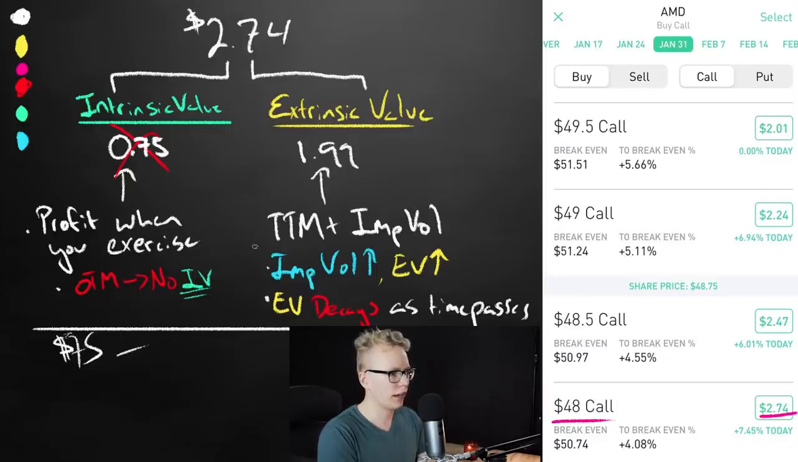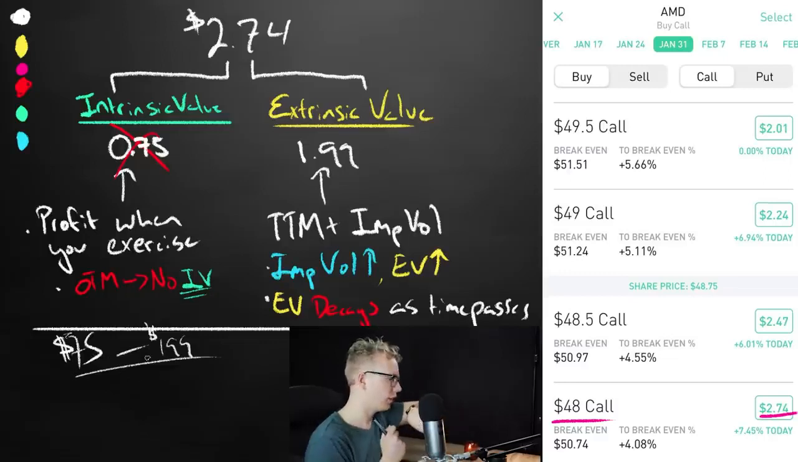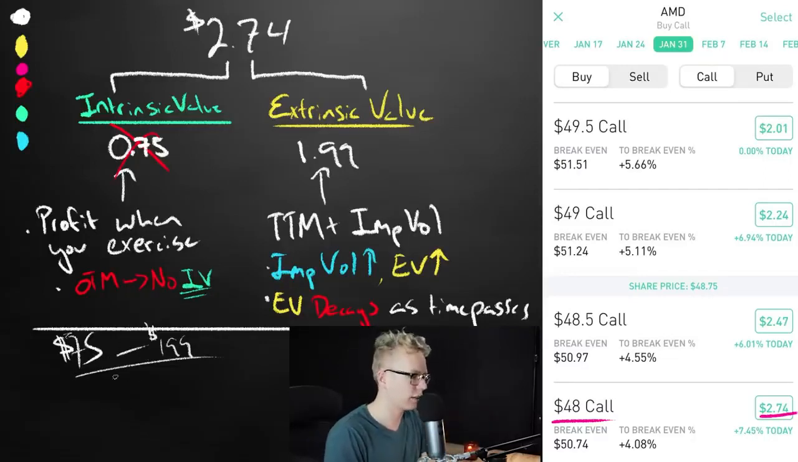However, you lose the extrinsic value. You lose $199. Once you exercise, there's no more time. You just gave up all your time. If you exercise now and there's still a few weeks left until January 31st, you gave up all that time. So you give up extrinsic value. There is no time to maturity as a function of implied volatility because there's no more time. The contract's gone. You've used up your right. It's disappeared. So extrinsic value disappears. So if you gain 75 but lose 199, you're going to be at a loss of what? 75 minus 199. You are going to be at a loss of, we'll do it in parentheses, 124.